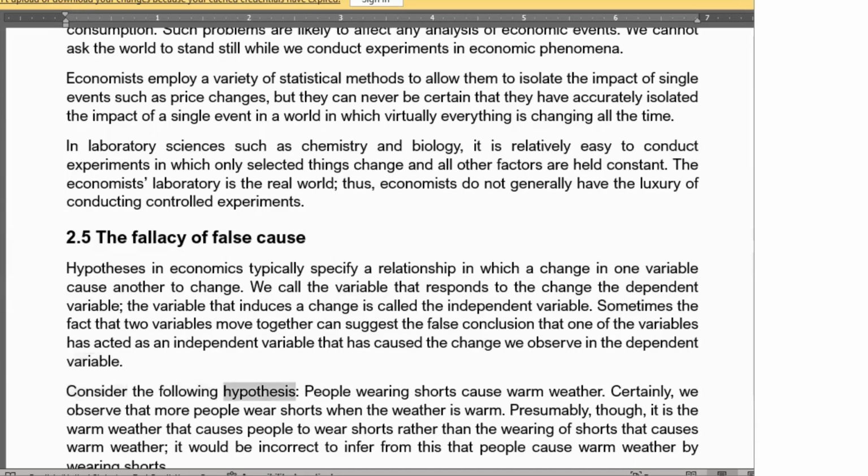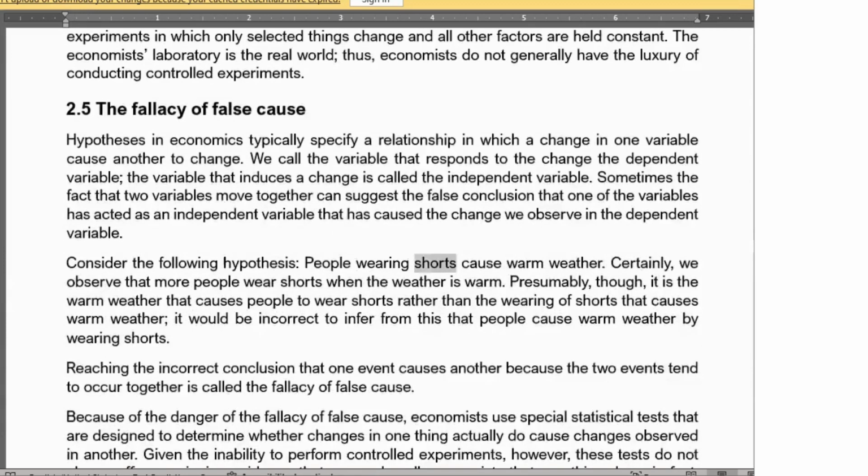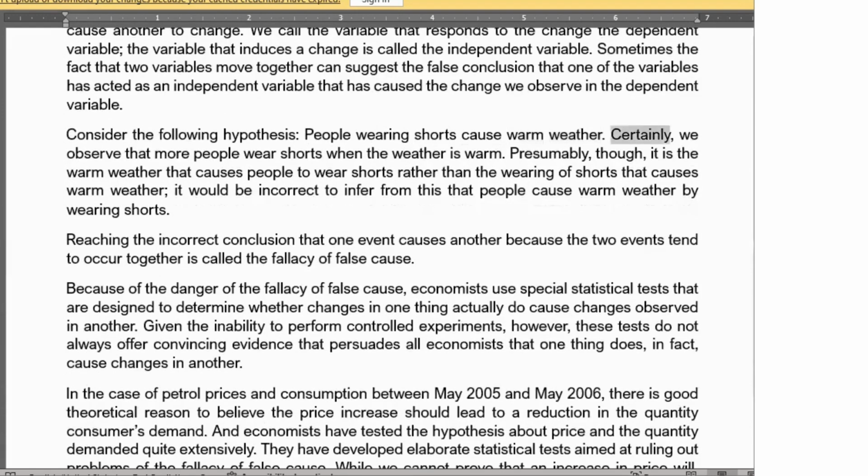Consider the following hypothesis: people wearing shorts cause warm weather. Certainly, we observe that more people wear shorts when the weather is warm. Presumably, though, it is the warm weather that causes people to wear shorts rather than the wearing of shorts that causes warm weather. It would be incorrect to infer from this that people cause warm weather by wearing shorts. Reaching the incorrect conclusion that one event causes another because the two events tend to occur together is called the fallacy of false cause.